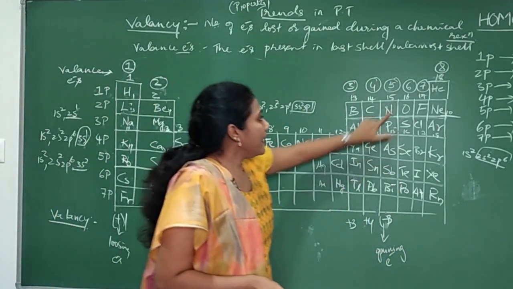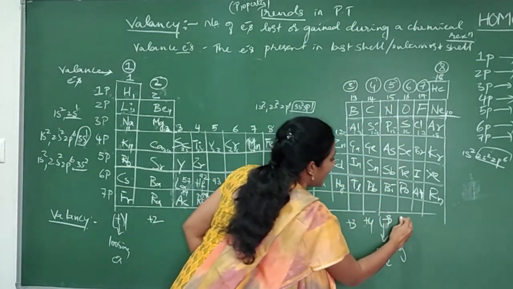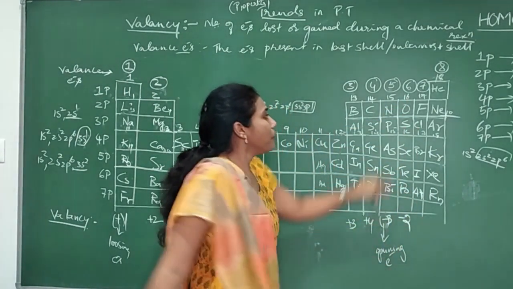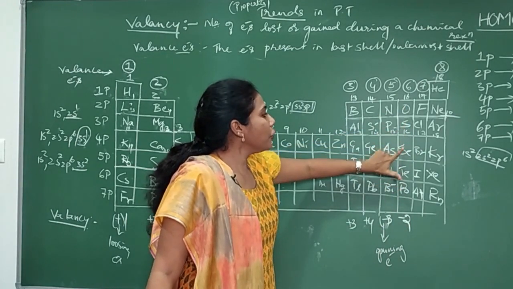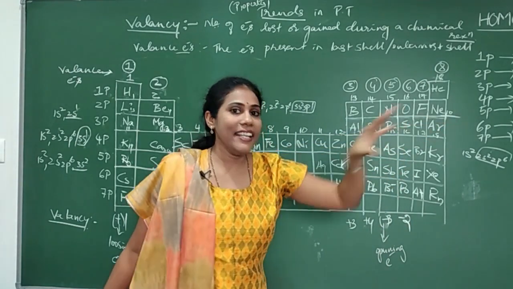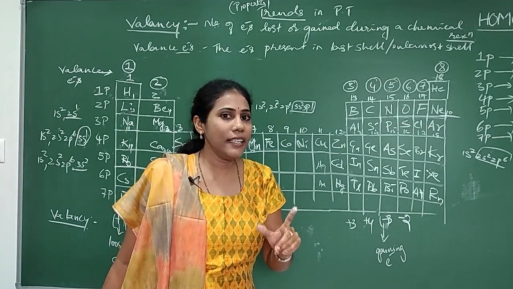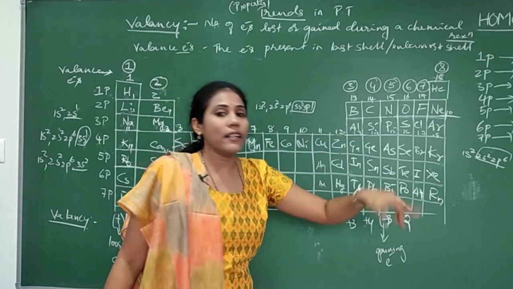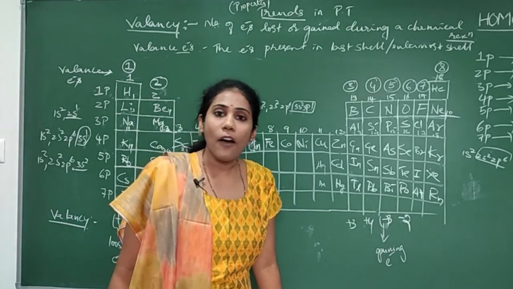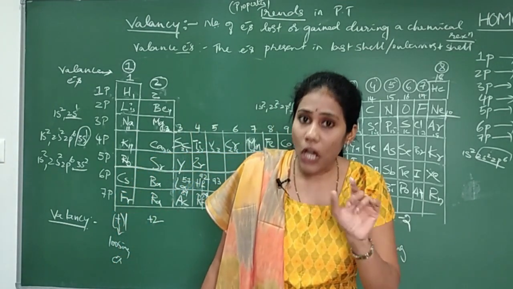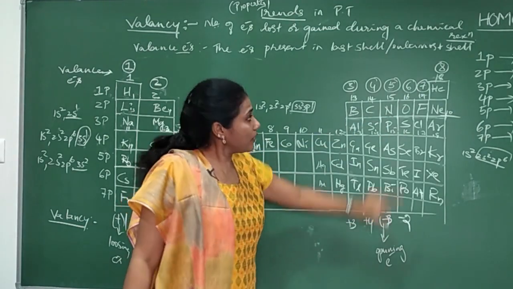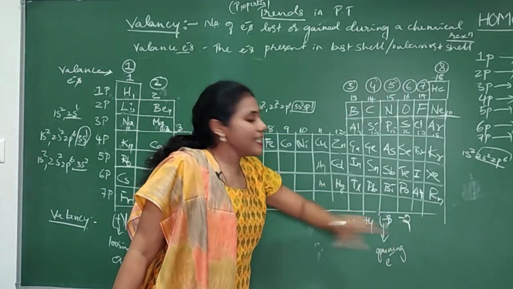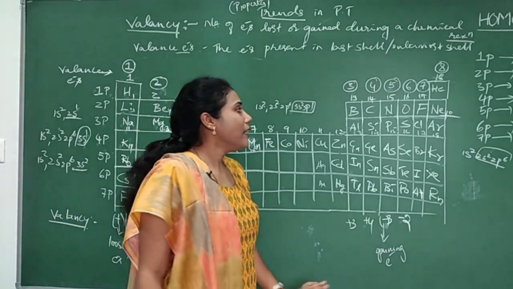Now the 16th group elements' valency is minus 2. Whenever these elements participate in a chemical reaction, they will always take electrons from others. How many electrons will they take? 2 electrons. But how many valence electrons are there in 16th group elements? 6. Valence electrons are 6, valency is minus 2.